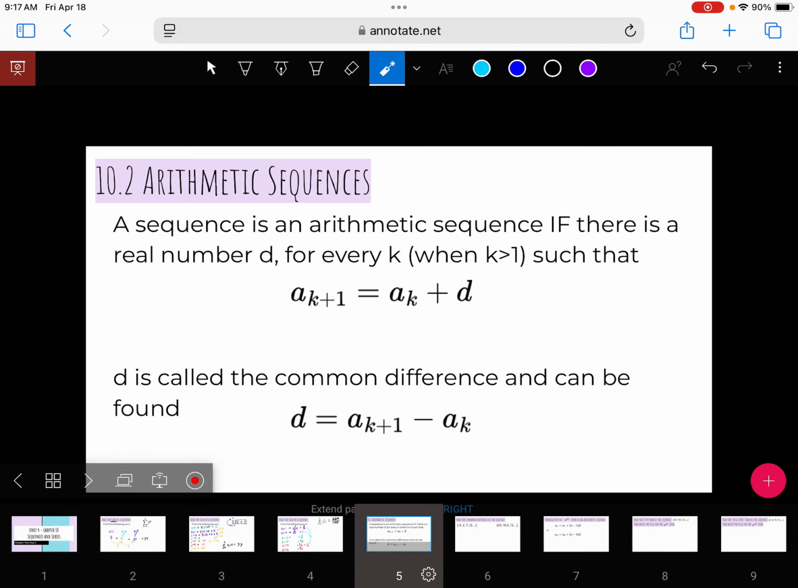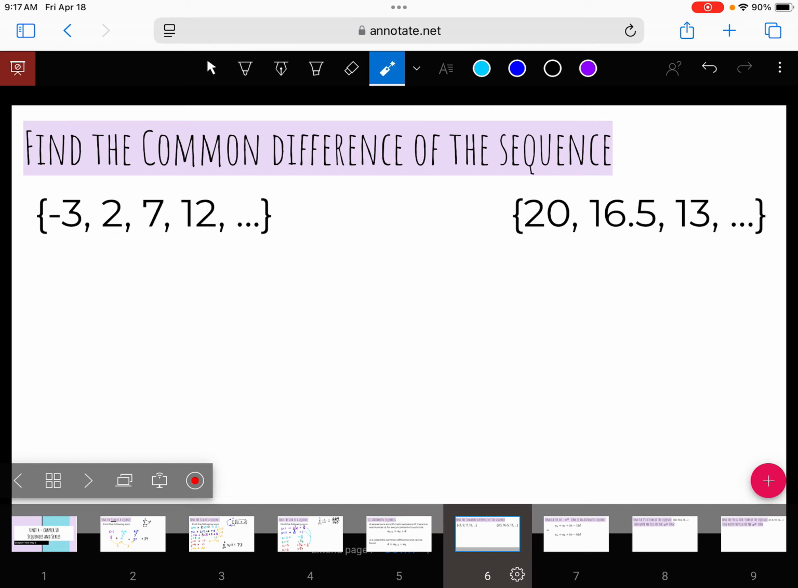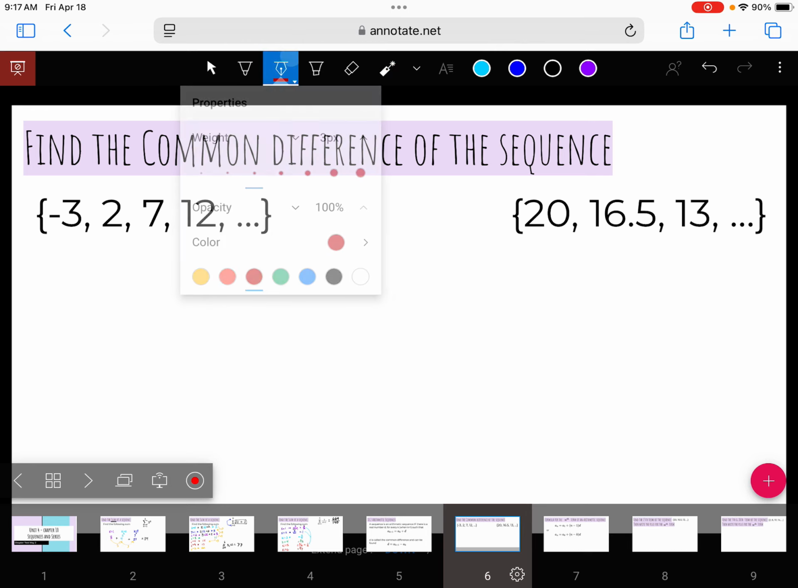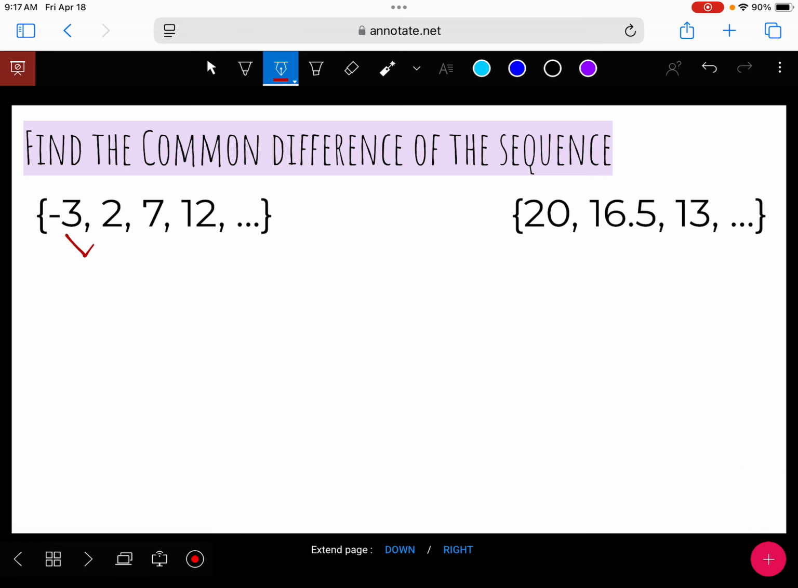So we're going to look at a sequence, and we're going to find the common difference. We're going to find how they're changing, and we're going to see how we can use that to write a rule. So just looking at these pieces first, we're going to figure out how it's changing. What is our common difference? Adding 5. To get from -3 to 2, we add 5. To get from 2 to 7, we add 5. To get from 7 to 12, we add 5. So our common difference is 5.